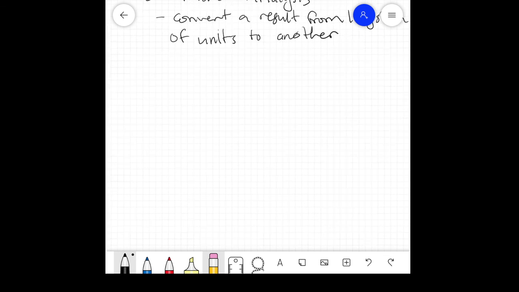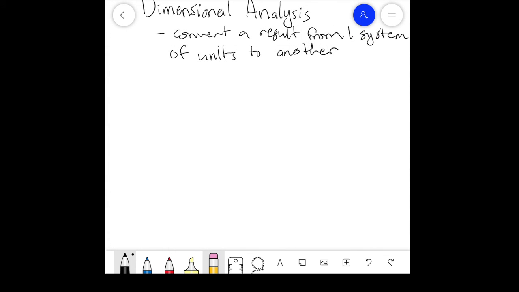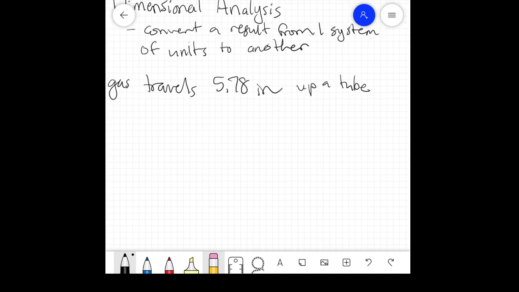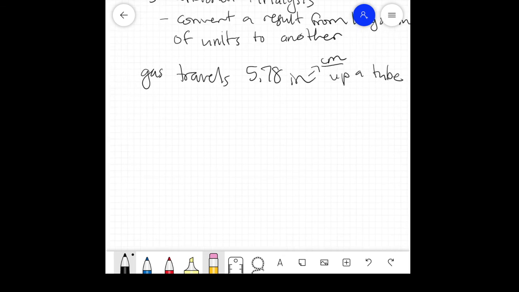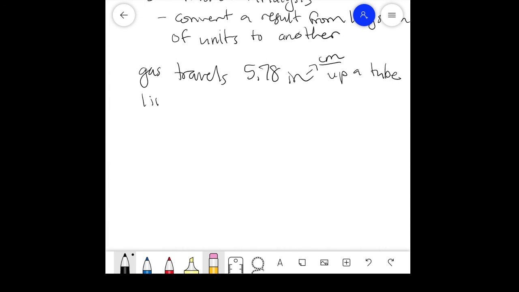So an example of this: a gas travels 5.78 inches up a tube. How far in centimeters? So we want to take the inches and go to centimeters. We need to know the conversion from inches to centimeters. 1 inch is 2.54 centimeters.